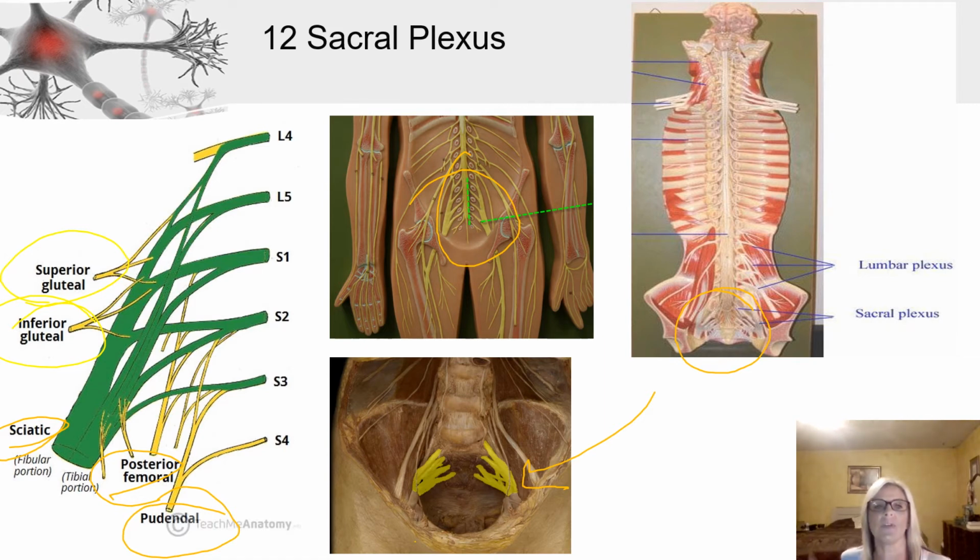There's a memory aid for this that can help you to know those. Some Irish sailor pesters Polly. Some Irish sailor pesters Polly, and that stands for superior gluteal. Some Irish is inferior gluteal. Sailor is sciatic. Pesters is going to be posterior cutaneous, and then Polly is going to be pudendal. That's how you can remember those.